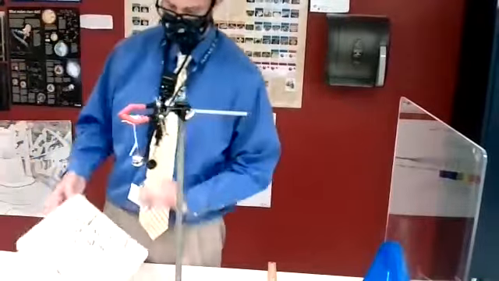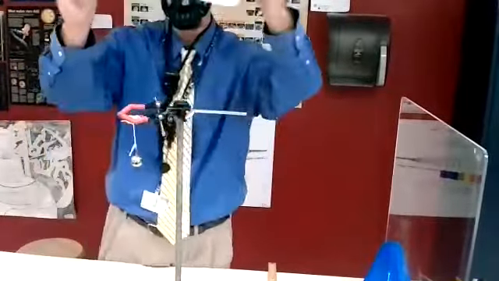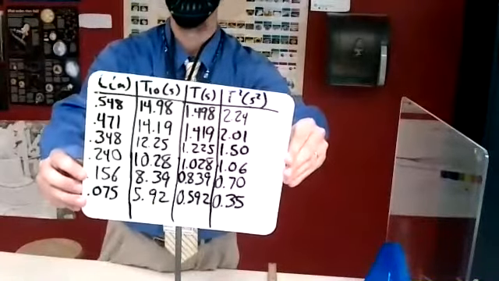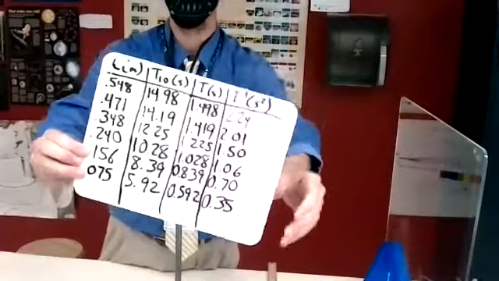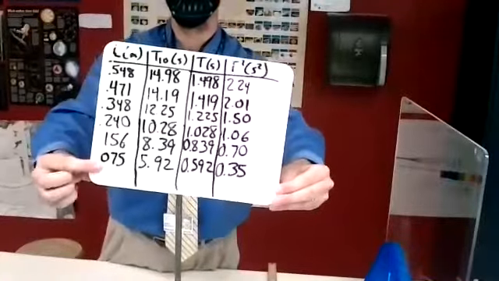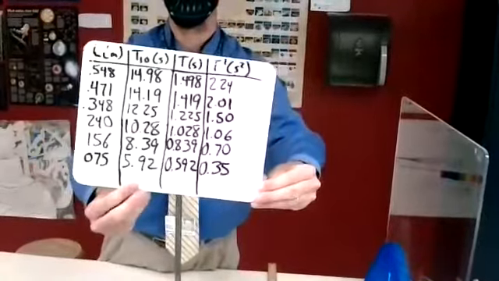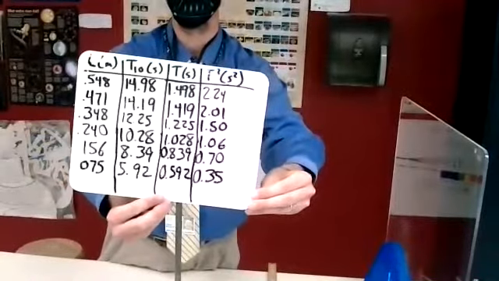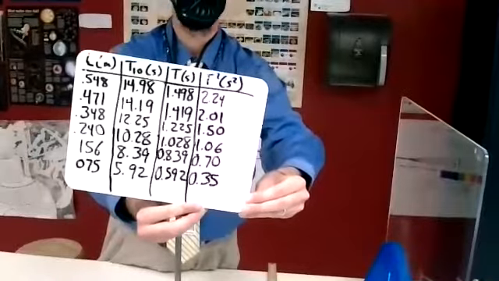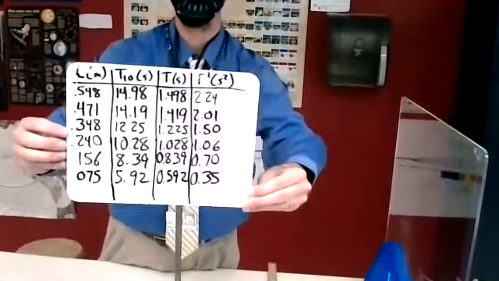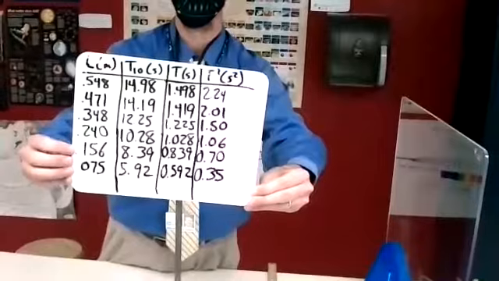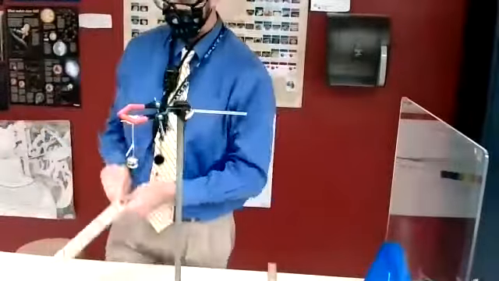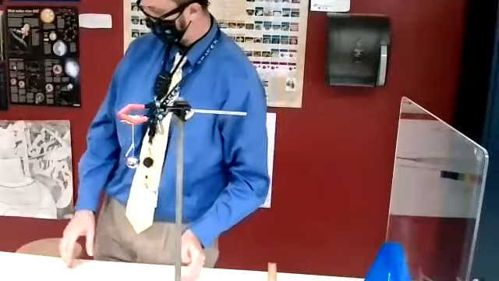All right, so let's go ahead and plot this data. There's my final data point at 7.5 centimeters, which is 0.075 meters. It took 5.92 seconds to oscillate 10 times, so 0.592 seconds for a single oscillation, and that quantity squared is 0.35. Note when you square things that are less than 1, they get smaller. All right, so that's the data there.